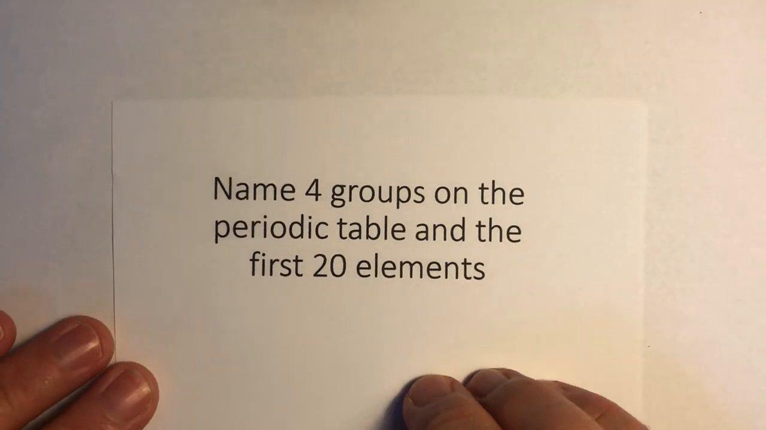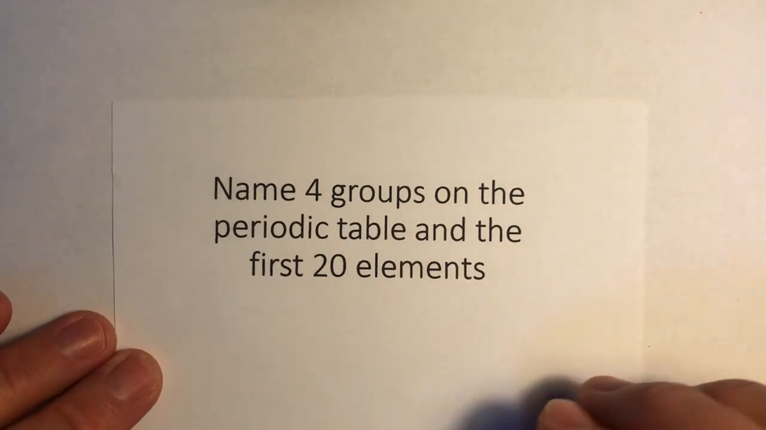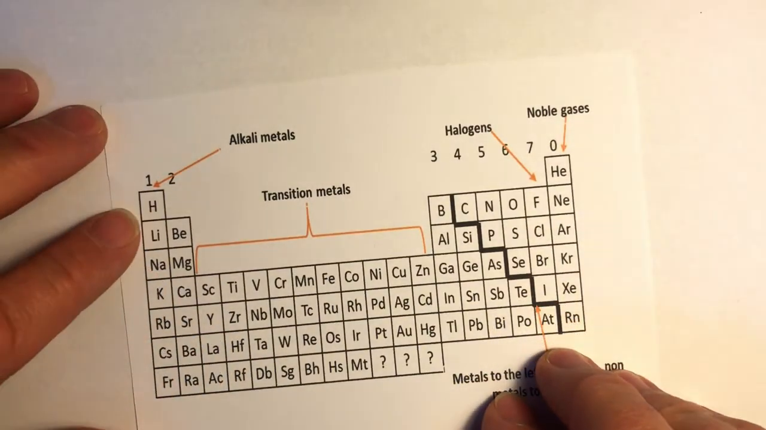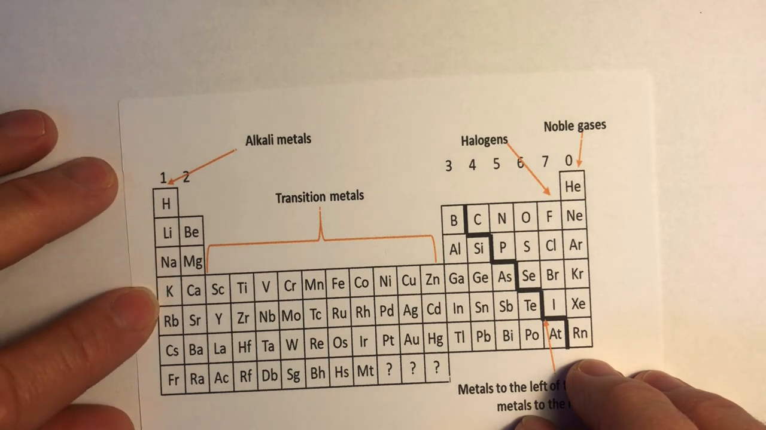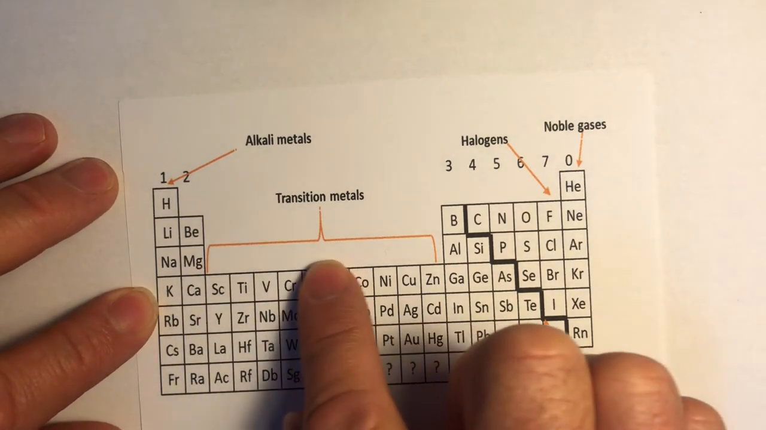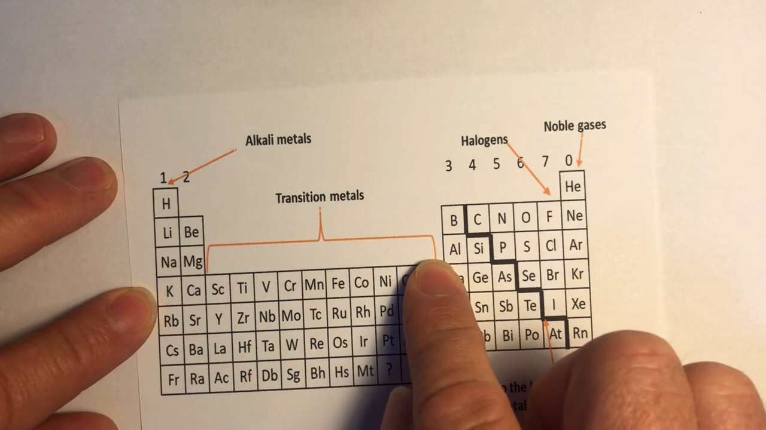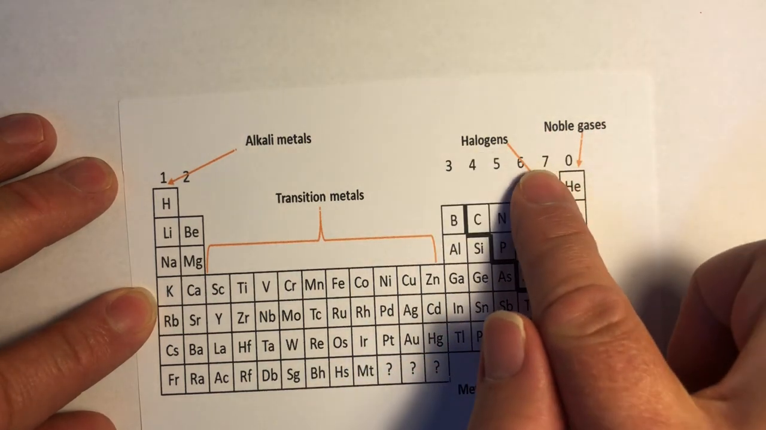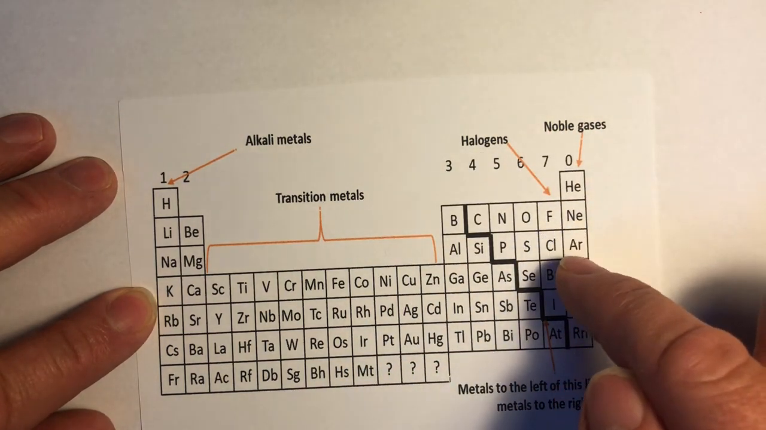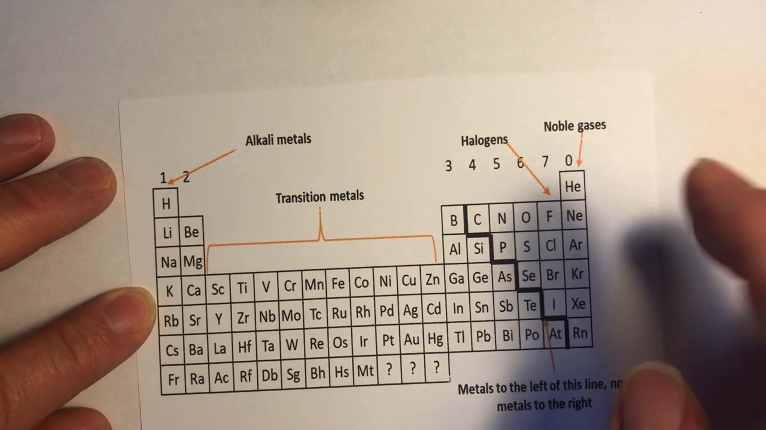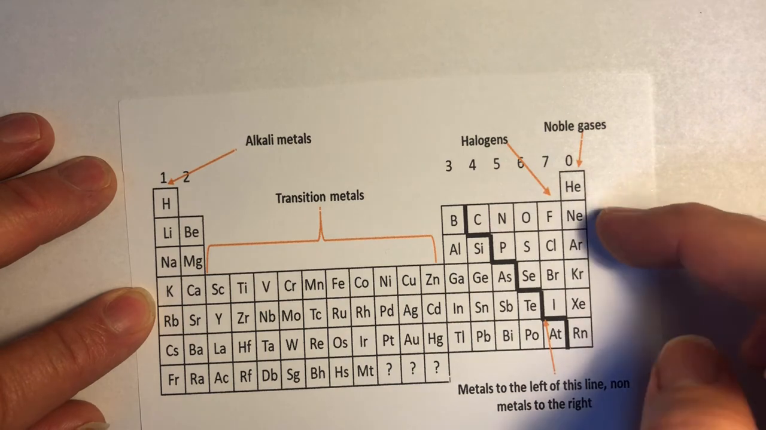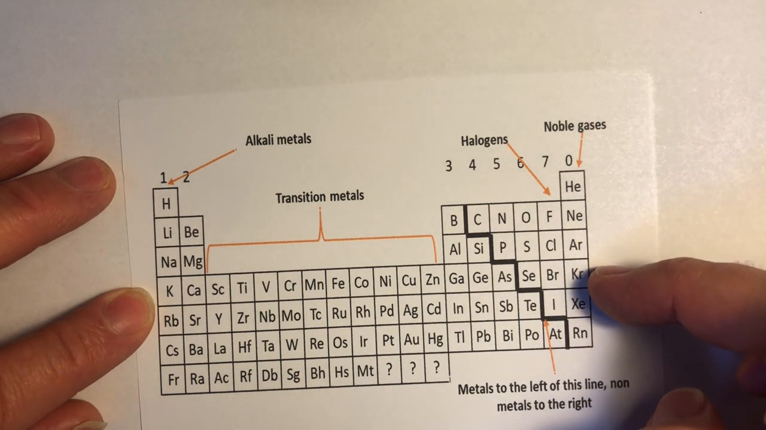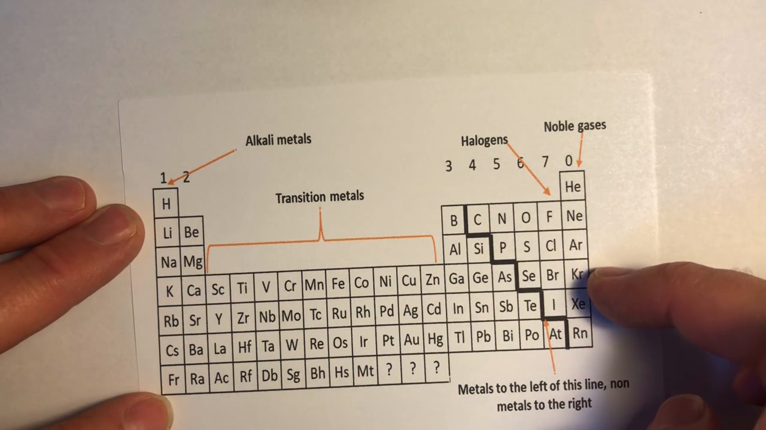So, name the 4 groups on the periodic table and the first 20 elements. Group number 1 are the alkali metals: hydrogen, lithium, sodium, potassium. Second group are the transition metals. The third group is group number 7: fluorine, chlorine, bromine, iodine. Last group, group 0, the noble gases: helium, neon, argon, krypton. They're the only elements that you really need to know in each one of the groups.